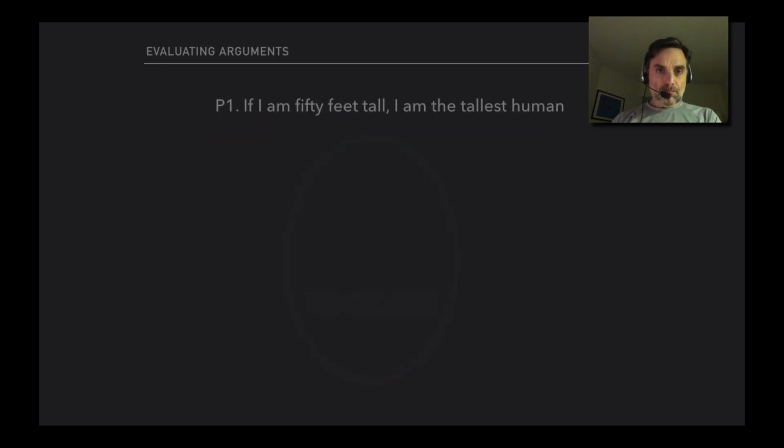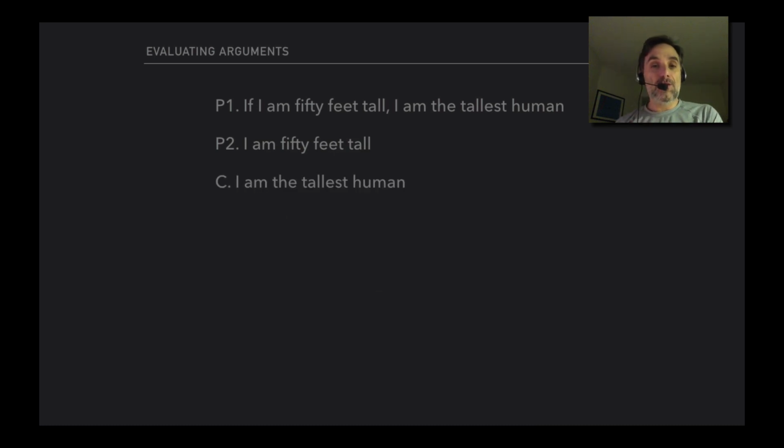So let's look at an argument. Premise 1: if I'm 50 feet tall, I am the tallest human. That's true. It's just a conditional. It doesn't say I am 50 feet tall. It just says if I'm 50 feet tall, then indeed I am the tallest human. Premise 2 says I am 50 feet tall. Now, that's not true. And the conclusion is I am the tallest human. Well, that's a false conclusion. I'm certainly not the tallest human.